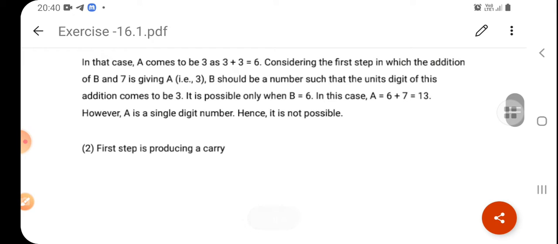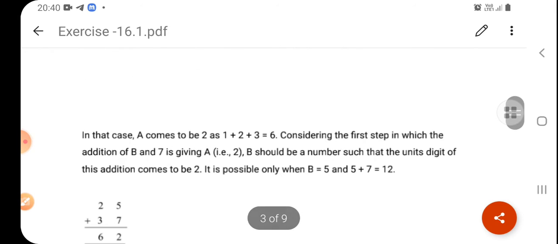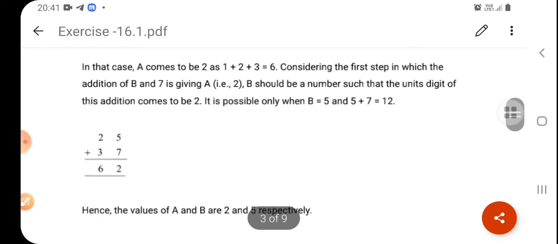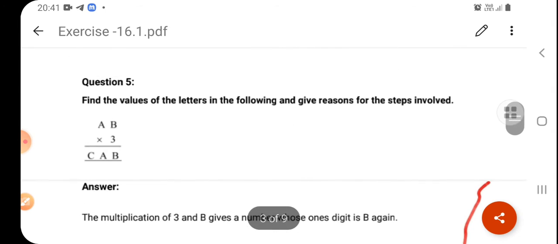Second, the first step is producing a carry. So in that case the value of A comes to be 2. Okay, by putting A equal to 2 we get the 6 and also we can add here the carry 1. So total is 6 at the tens digit place. Considering the first step, addition of B and 7 is giving 2. So here we will put the value of B equal to 5, which gives 12 and carry over 1, which we will get at the tens digit. So A and B are 2 and 5.